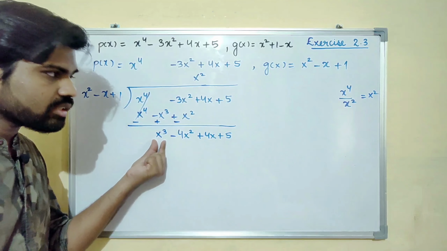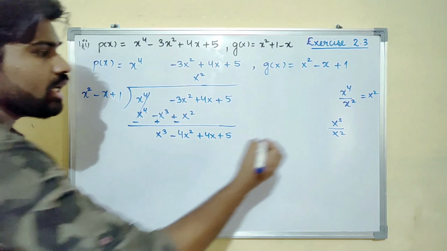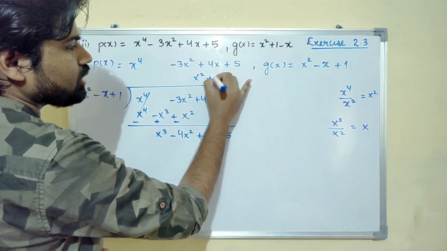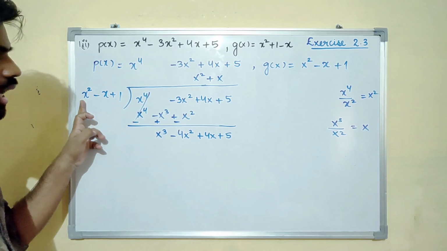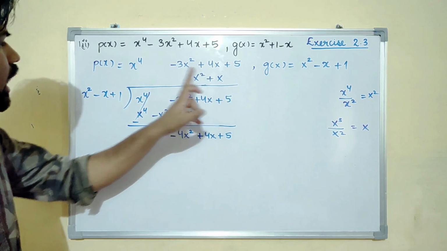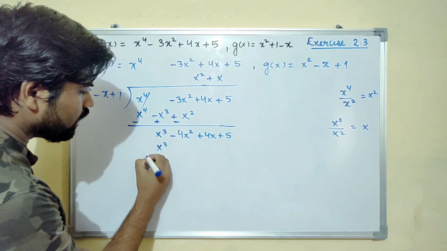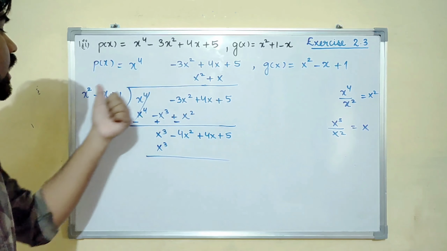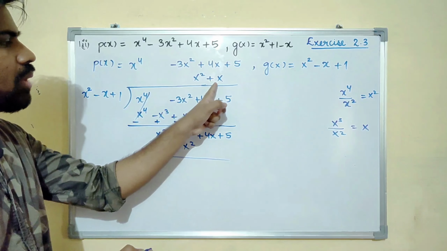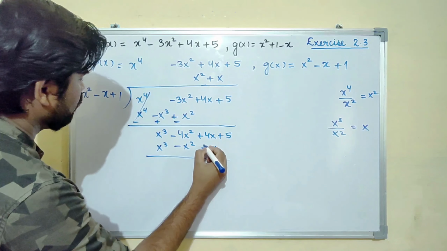Now the first term of the dividend is x cube and the first term of the divisor is x square, right? Then you will get x as the quotient, right? So you will write plus x here and multiply x by x square minus x plus 1. So let us multiply it. When you multiply x by x square, you will get x cube, so you write it here. Then when you multiply x by minus x, you will get minus x square, and when you multiply x by 1, you will get x. So let us write it here, plus x, right?